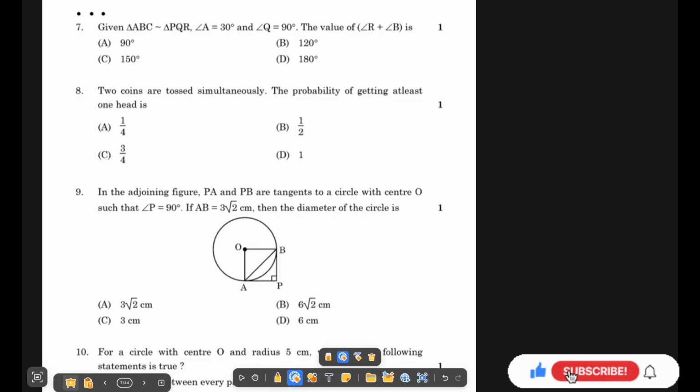Next, the eighth question: two coins are tossed simultaneously. The probability of getting at least one head. This is a very important question. When two coins are tossed, what is the probability of getting at least one head? Let's see the possible outcomes. Coin 1, coin 2.